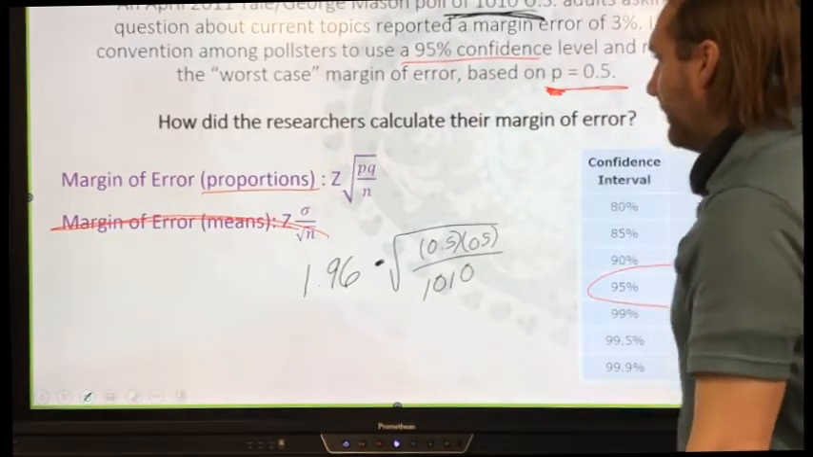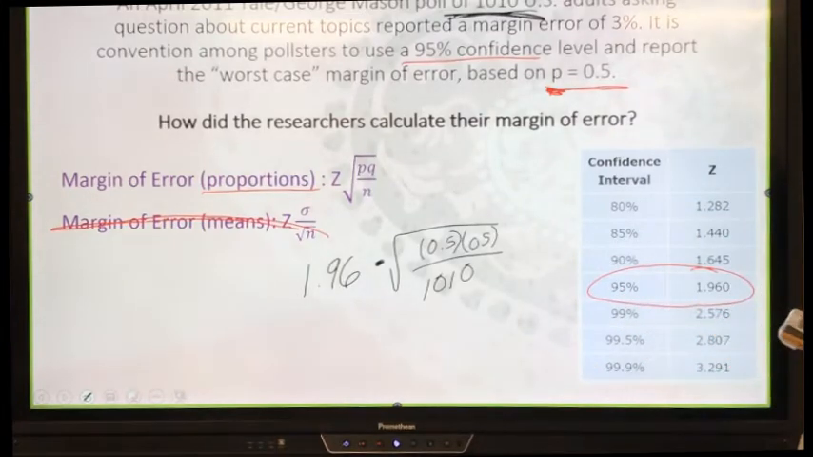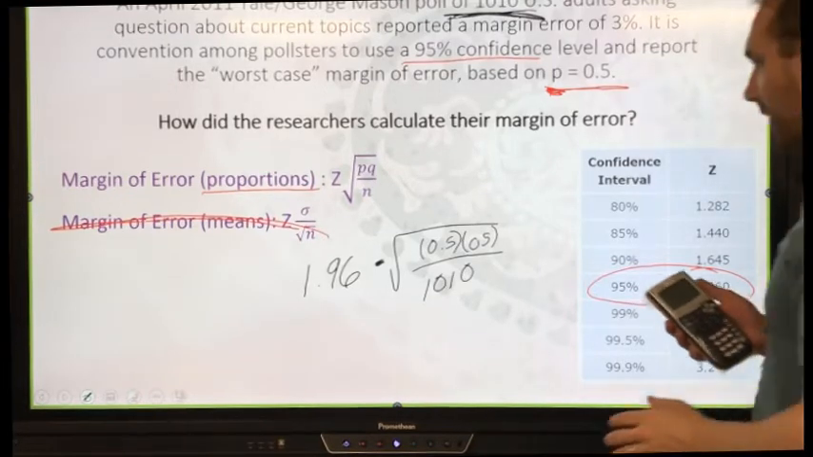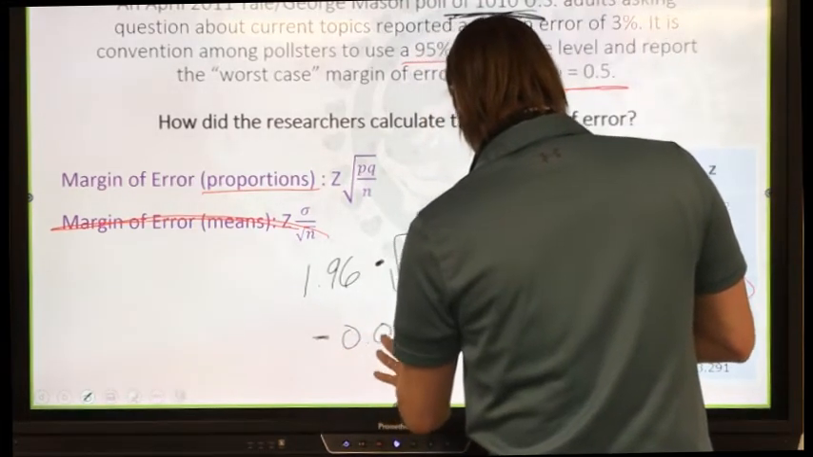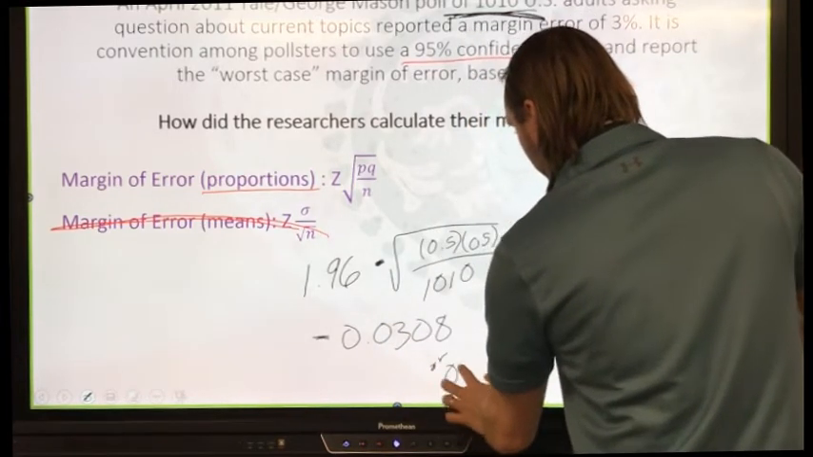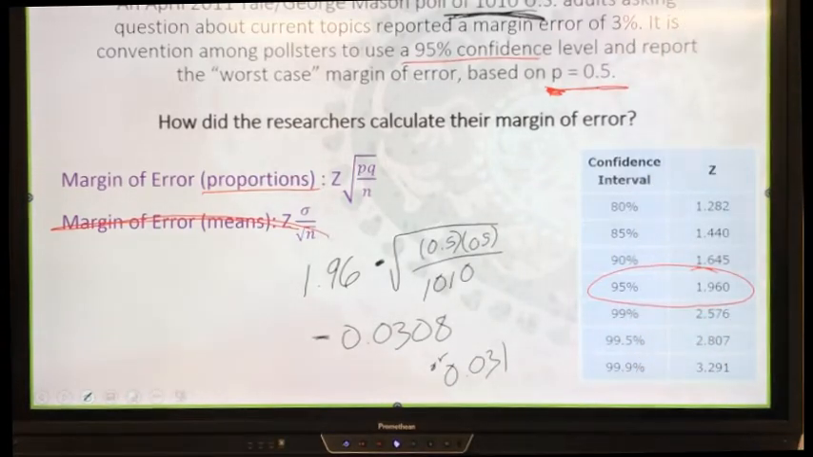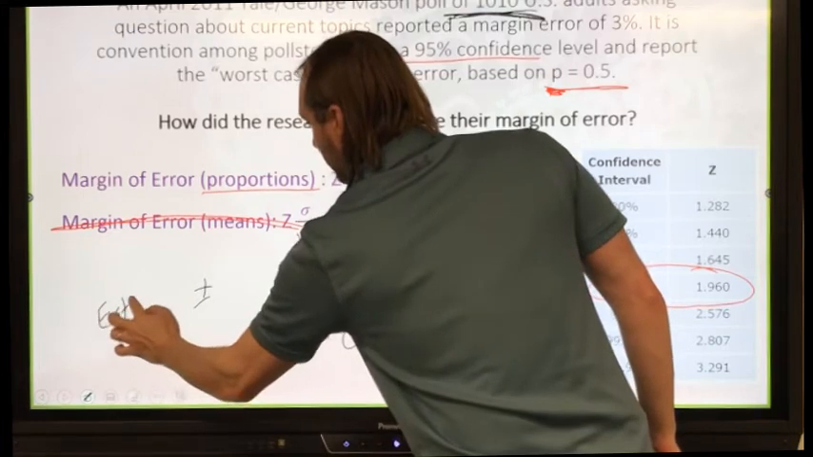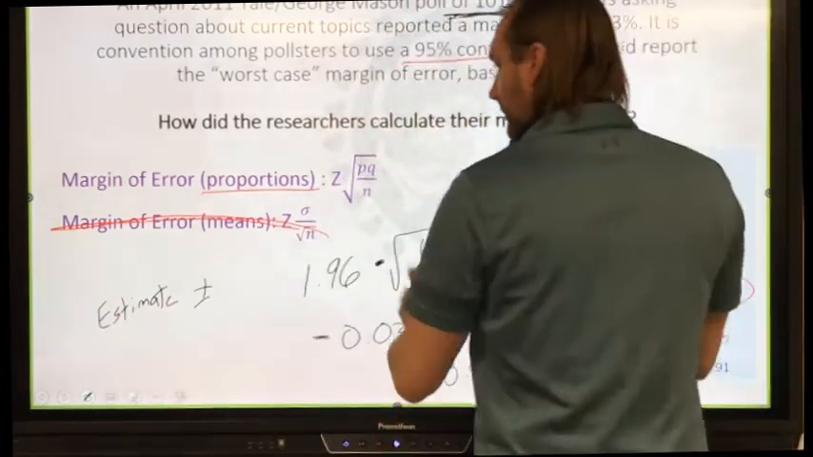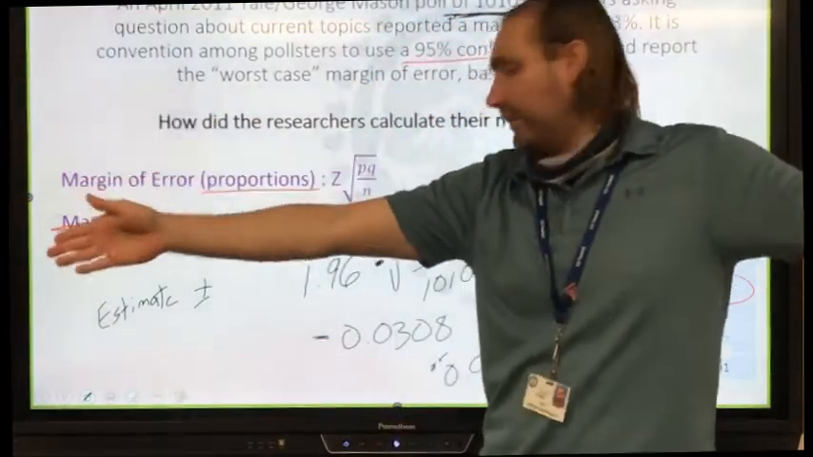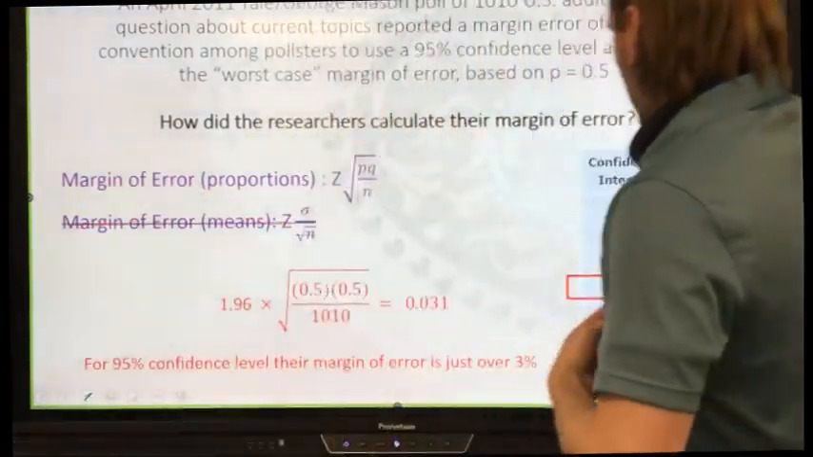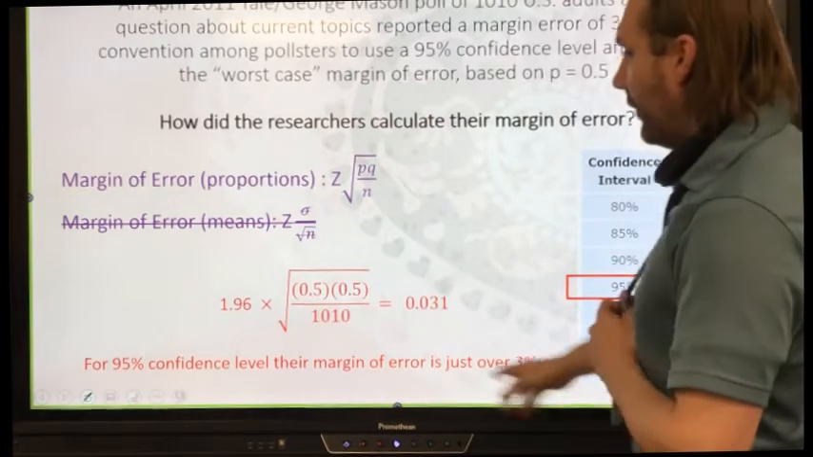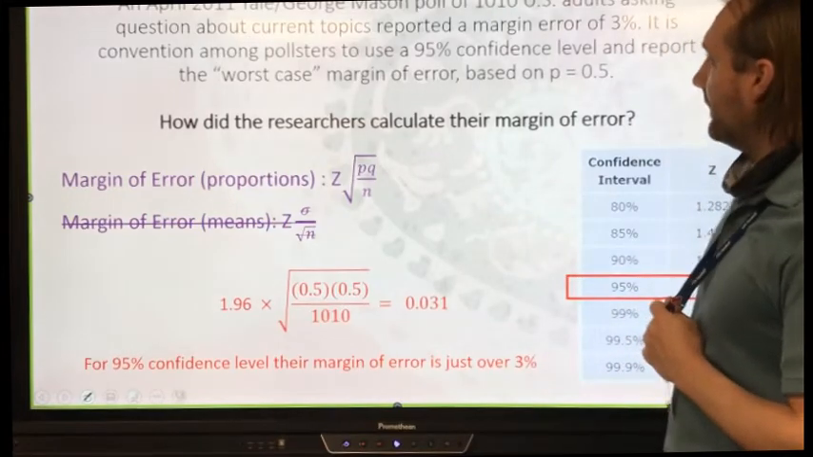1,010. So to find my margin of error, I need to take 1.96, multiply that to the square root of 0.5 times 0.5 over 1,010. And I get 0.0308. Or I guess we could say 0.031. That is my margin of error. So I'm going a distance of plus and minus from my estimate this far. So standing here on the estimate, I'm going plus and minus 0.031, my margin of error. Like so. So to translate this, for 95% confidence level, their margin of error is just over 3%.